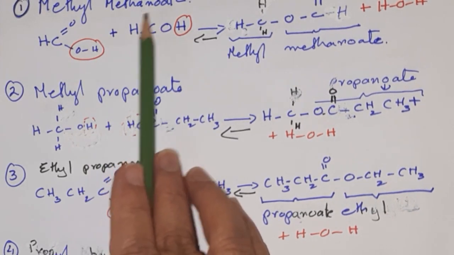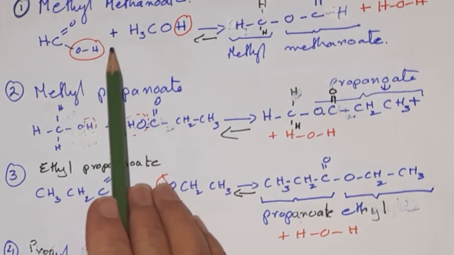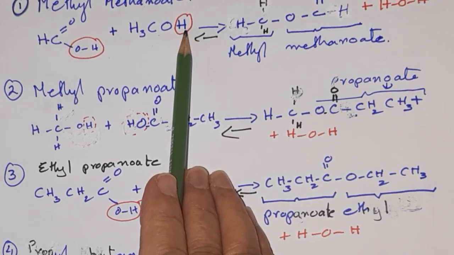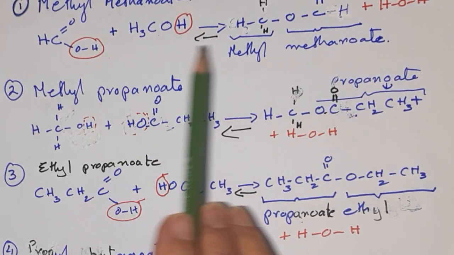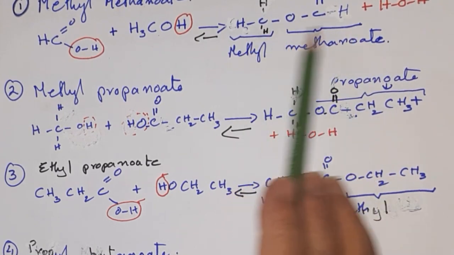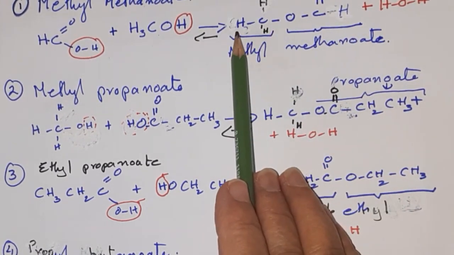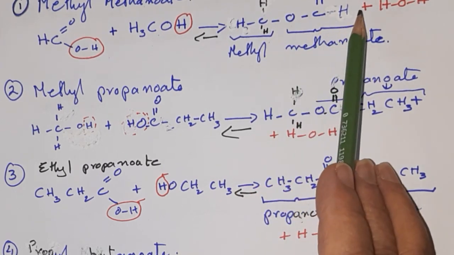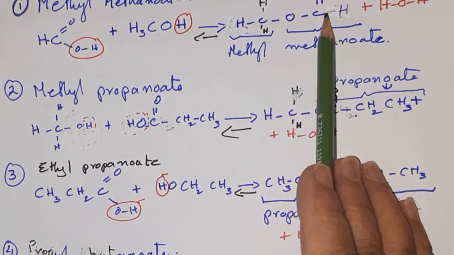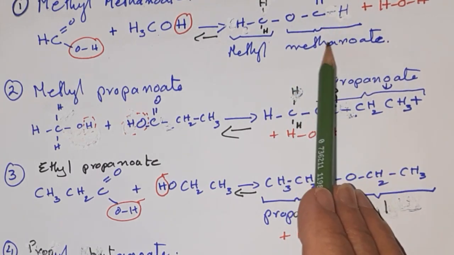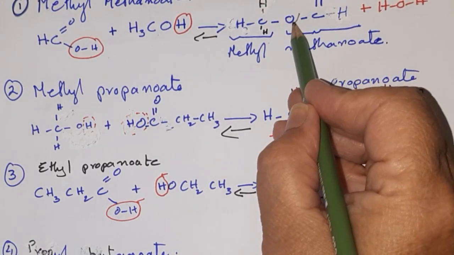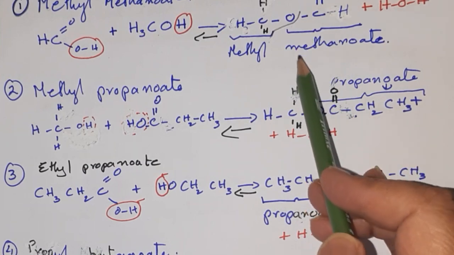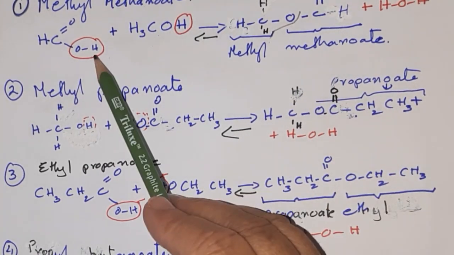So methanoic acid is going to be written in this form, and methanol over here, 1 carbon over here, 1 carbon over here. H of the alcohol and OH of the carboxylic group combine, and here the molecule is formed, the ester is formed. This is the part of the alcohol, that is methyl, and this is the part of the carboxylic acid, that is methanoate. So this is the methyl group and this is methanoate, plus water, H from here and OH from here.